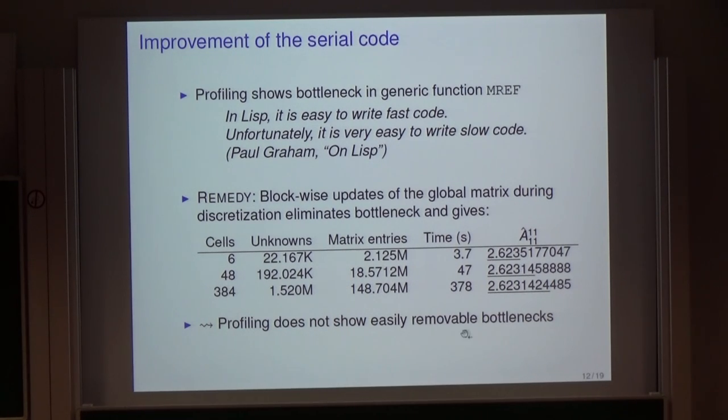At this point we had 114 or something, so we are down here at 47. Maybe here we can add another level and are now here at 378. After this step, profiling did not show easily removable bottlenecks, so we stopped at this point. There was another, maybe also interesting bottleneck: I had a more functional approach at that point, which amounted to allocating local matrices during assembly, which were then thrown away. I replaced them by using a pool and reusing them. That was also a technique which made it faster.